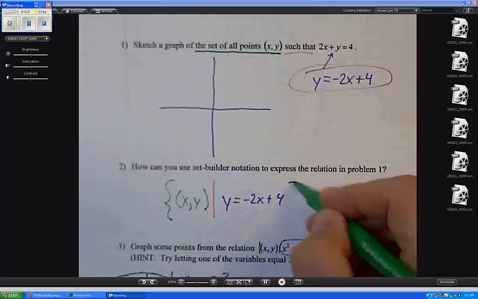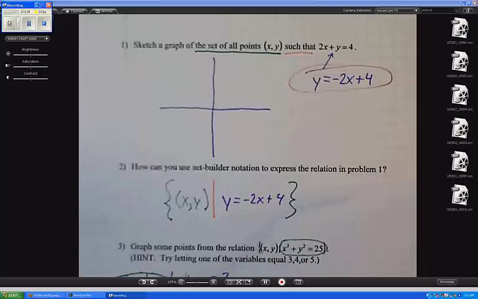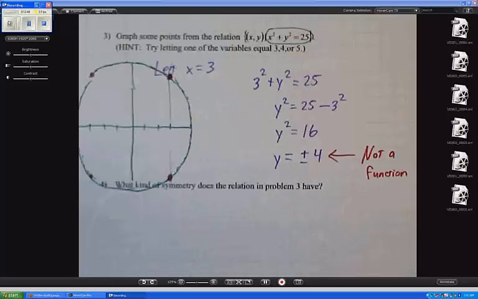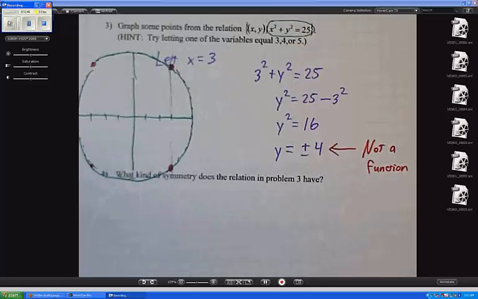I understand set builder notation is still foreign to you. It's not difficult. It's just you haven't seen it much before, or ever before. And so we're learning this foreign language. By the way, just to finish the quiz, what kind of symmetry does this relation have? All kinds of symmetry. X-axis, Y-axis, around the origin, and we'll be talking more about those.